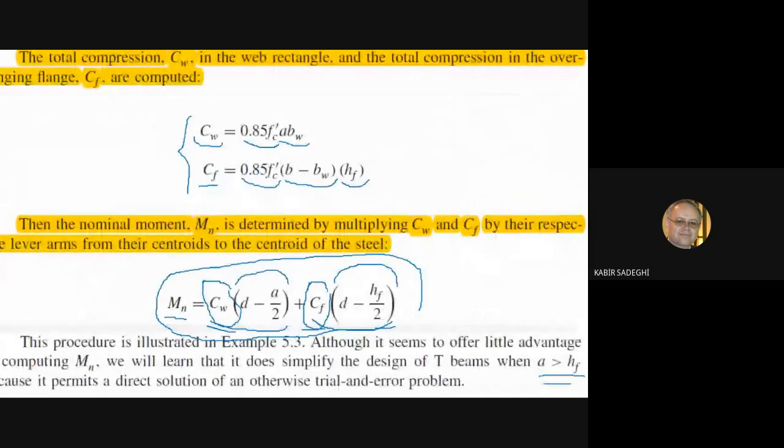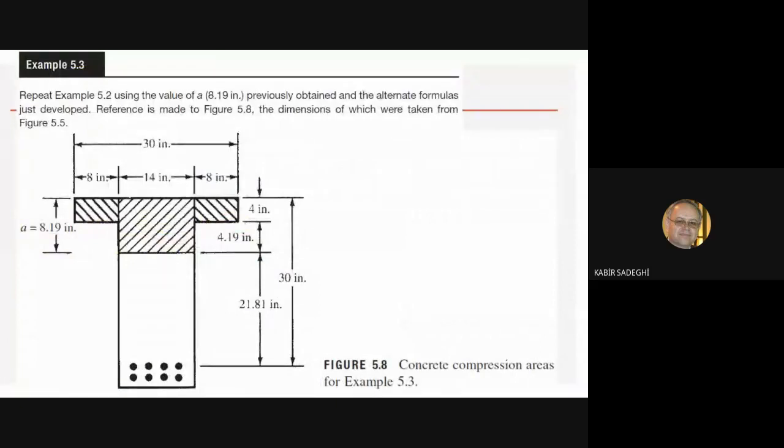Okay, let's see one example now. In this example, we are repeating example 5.2, but this time we use the traditional method and we use the value of A equals 8.19 inches that we found in that example. We don't repeat that. If you have this question in the exam, you should first find A and then continue. Therefore, here we don't repeat the calculation of A that we obtained previously. And we use the alternate formulas, or traditional formulas, that we just developed now.